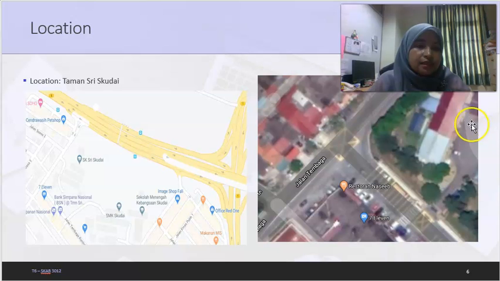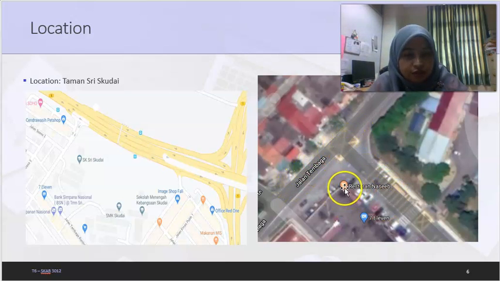So this is Google Earth. Data collection will be conducted here. It is a T junction. You can see this is Restaurant Nasib, 7E, and a school here. This will become the major road, and this one will become the minor road.